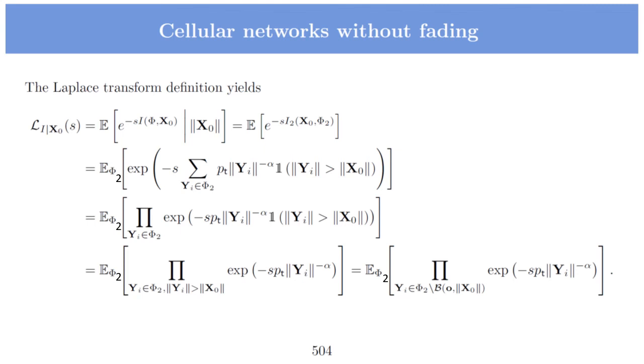So we'll put this indicator because phi2 is an independent PPP, it's not conditioned. So it may happen that some base stations come inside this ball. Once you put this indicator, all those base stations are not counted in the interference. Okay, so I can convert this exponential of the summation to the product of exponential terms in the same way. I will not discuss this because this is exactly the same as the last case, only the fading term is missing.